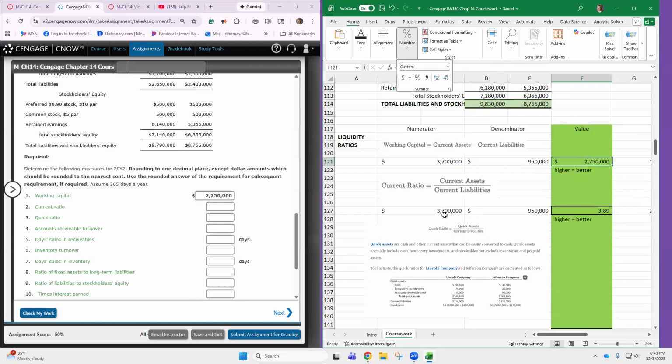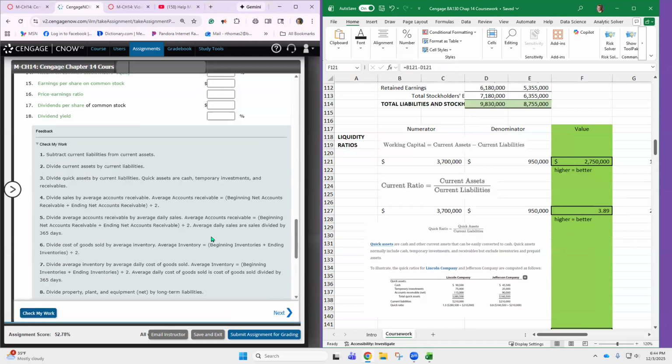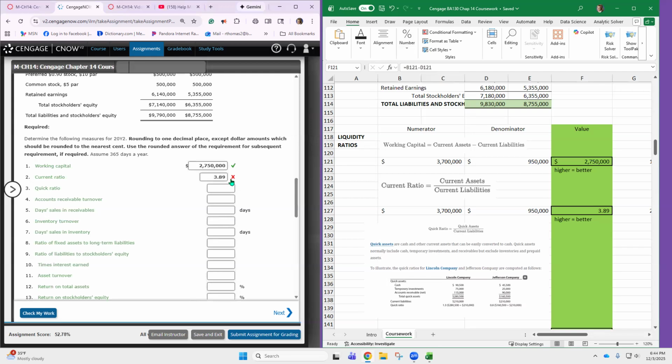Same with the current ratio. Now what this is doing here, and I got 3.89, and they want it rounded to one decimal place except dollar amounts, which should be rounded to the nearest cent. Okay, that's how we're going to do it. So I'm just going to put this in and see what it does. I'm going to put in what I got, which was my two decimals. I'm going to see if it fusses at me. Nope, it doesn't like it.